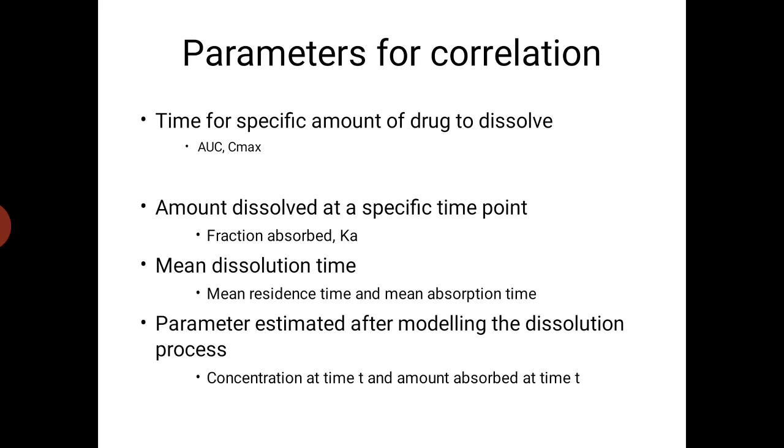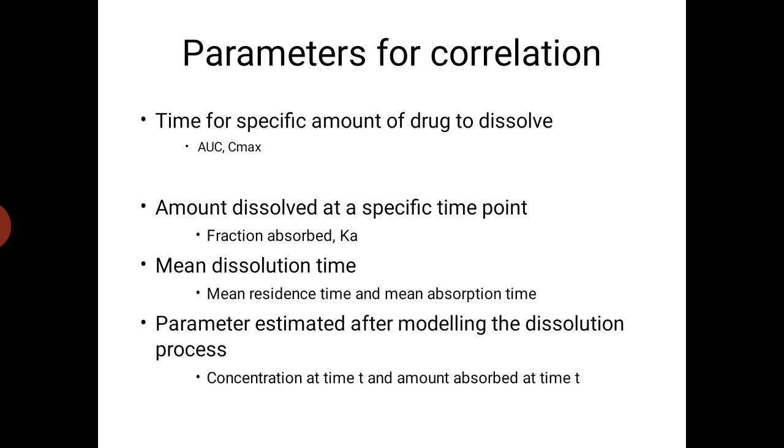Means AUC and Cmax can be combined with the time for a specific amount of drug to dissolve. That means level B correlation: the time taken for 50% of the drug to dissolve is combined with AUC as Cmax. Then the amount of drug dissolved at a time period, say the 10th minute, how much is the percentage dissolution, is combined with what?